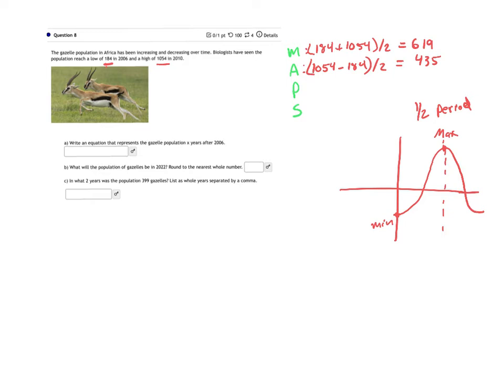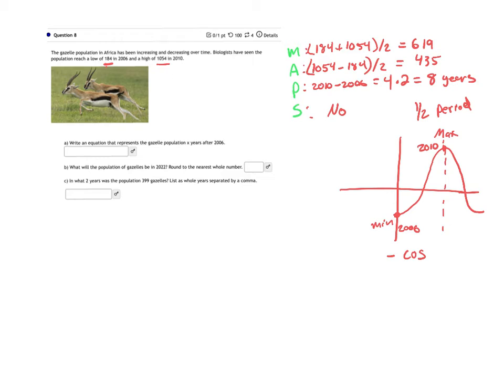Now, in this case, to find what that half of the period is, I'm just going to take 2010 and subtract 2006, because this is where 2006 is, this is where 2010 is. So it's going to take me 4 years to do half of a cycle. So if I multiply it by 2, that means my period is going to be 8 years. Now, for a shift, I'm going to say that there's no shift because I'm going to start at a minimum. That just means I have a negative cosine in my equation.